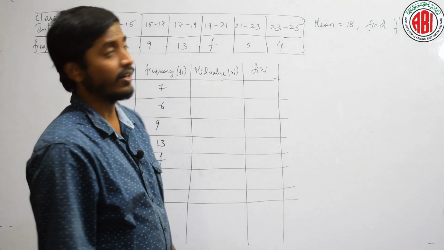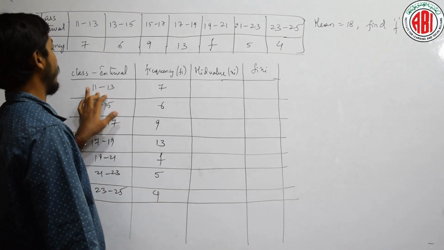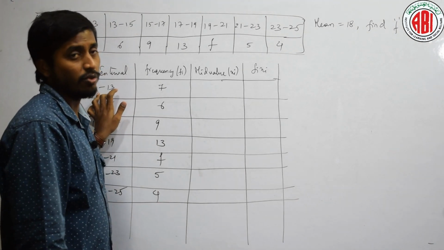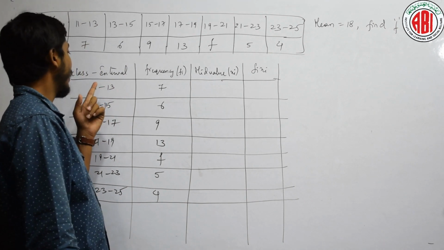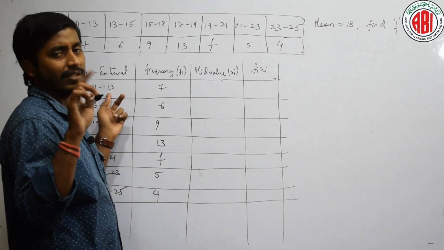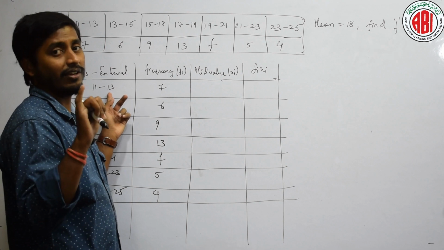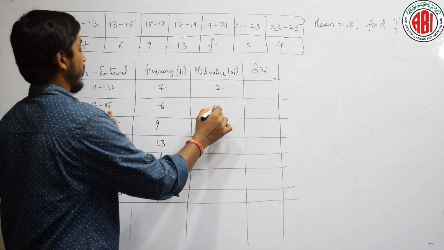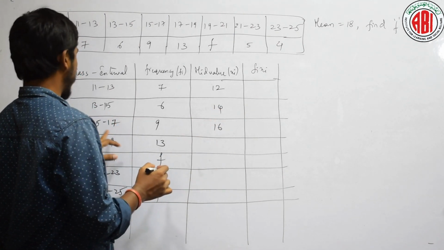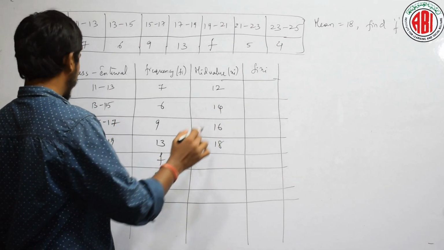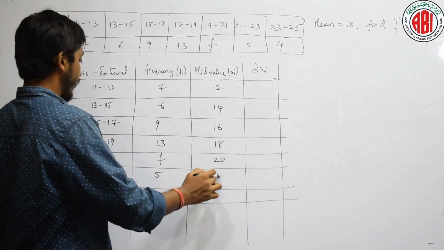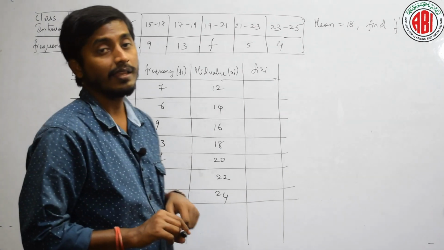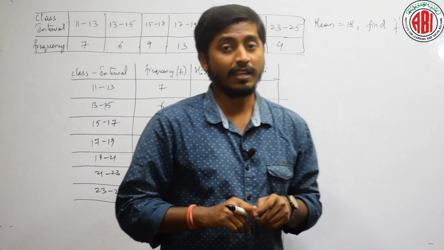The next step is to write the mid value of these. What is the mid value of 11 and 13? 11 plus 13 is 24, 24 by 2 is 12. Or else you can check the number left in between. After 11 you get 12, between 13 and 15 it is 14, then 16, after 17 it is 18, after 19 it is 20, after 21 it is 22, after 23 it is 24. These are the mid values. What do we have to do next?